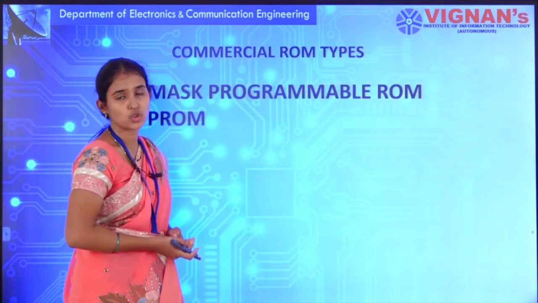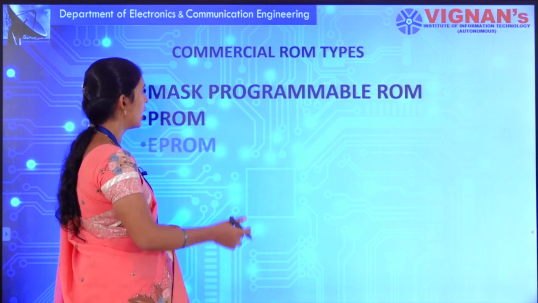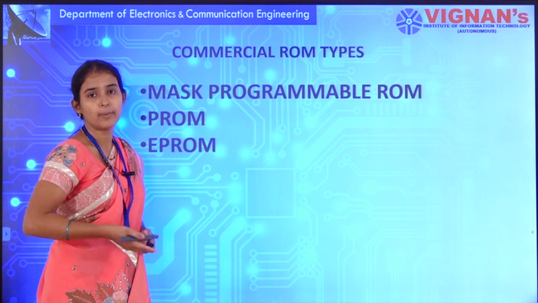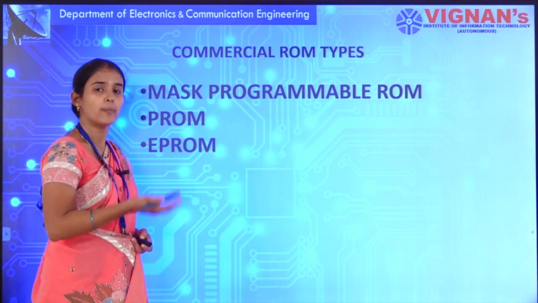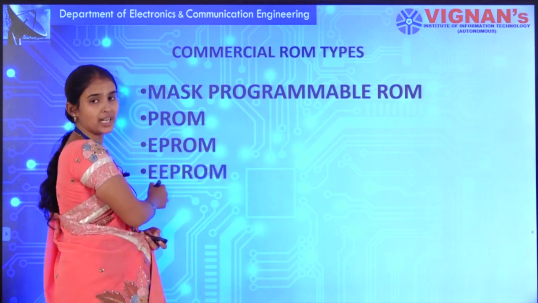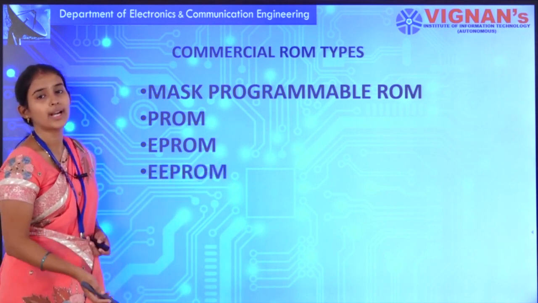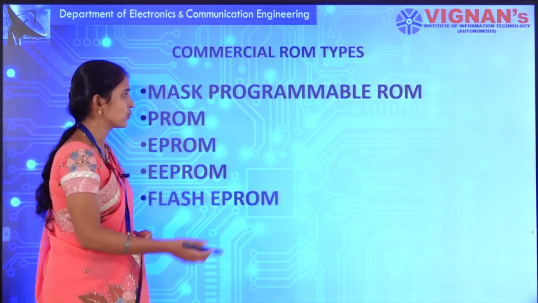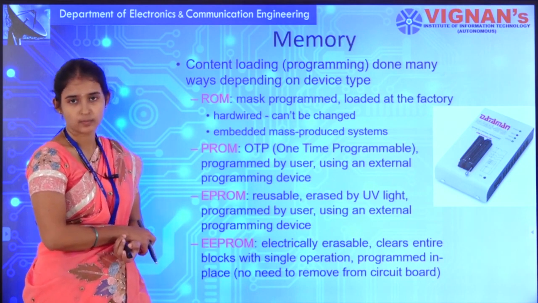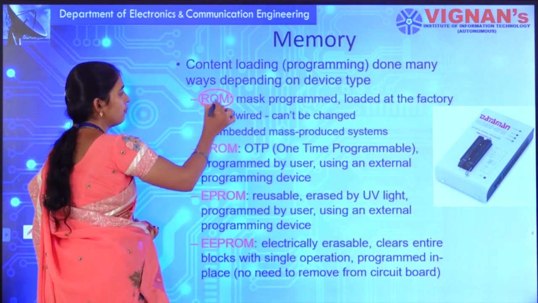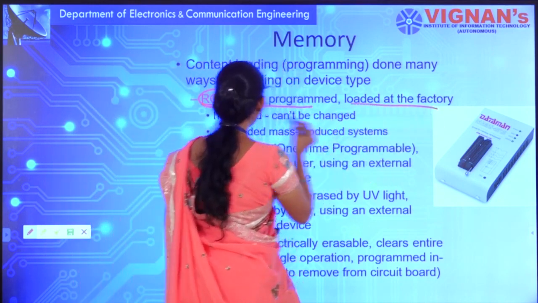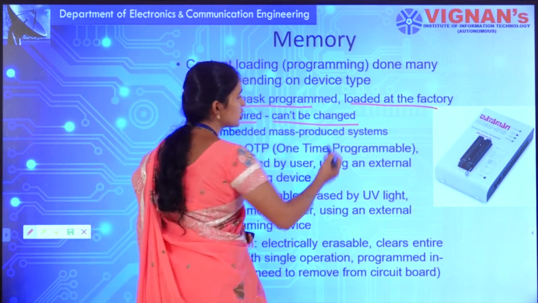ROM commercial types. ROMs are being classified into mask programmable read-only memory, PROM (programmable read-only memory), EPROM (erasable programmable read-only memory), EEPROM, that means electrically erasable programmable read-only memory, and flash PROM. Coming here, what are these memories? As I have said, what is a ROM? It is mask programmable, loaded at the factory hardware and cannot be changed.